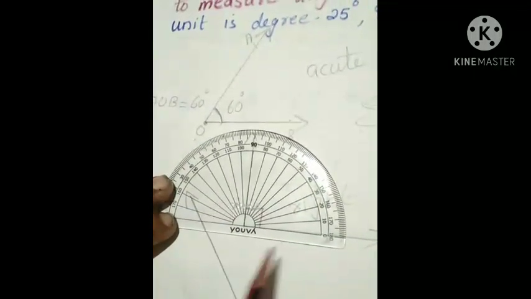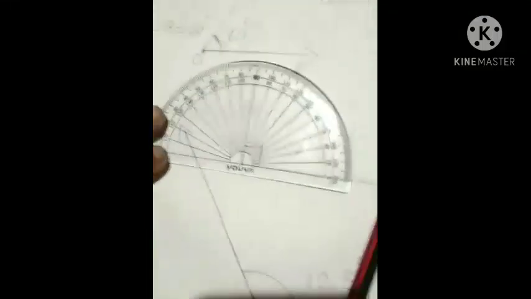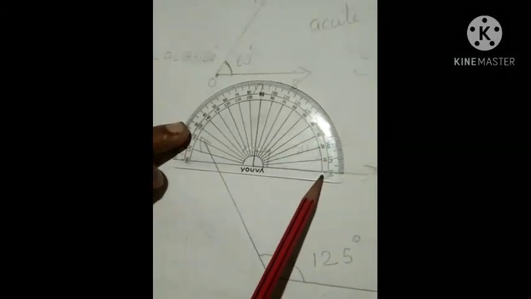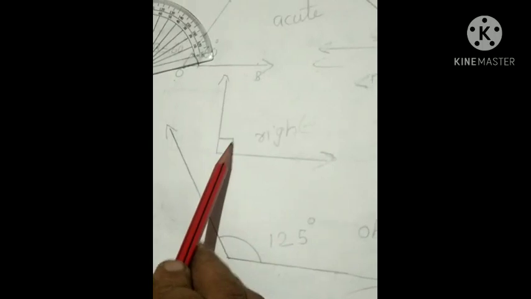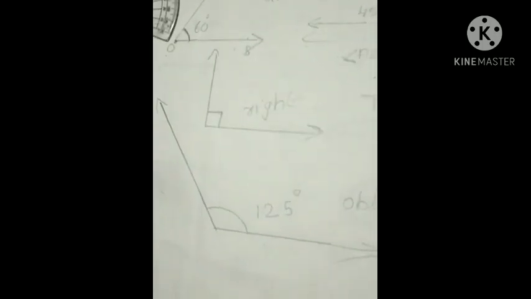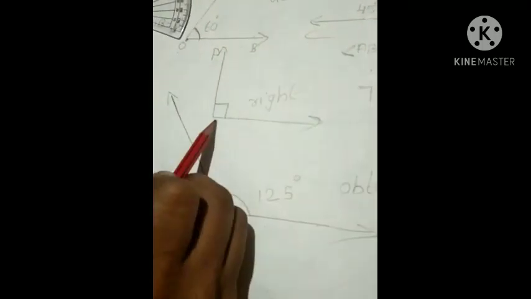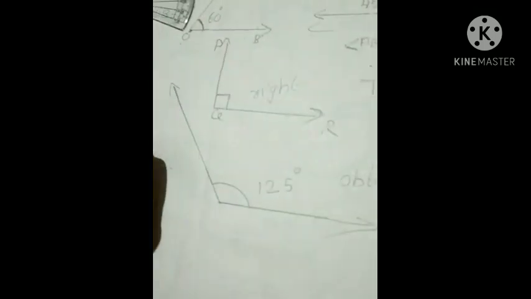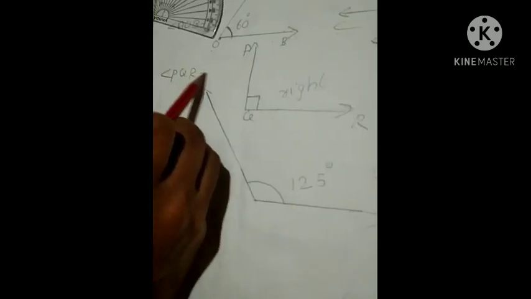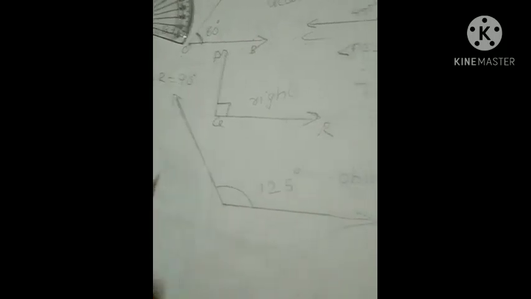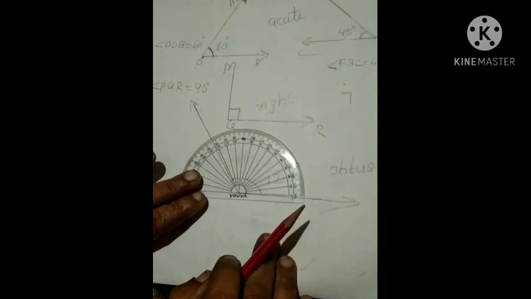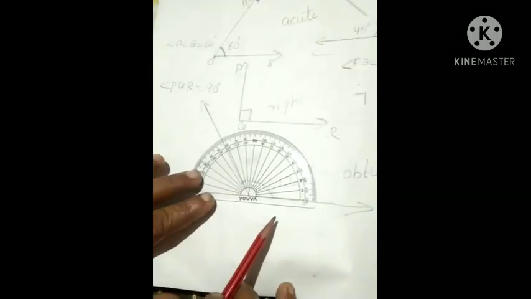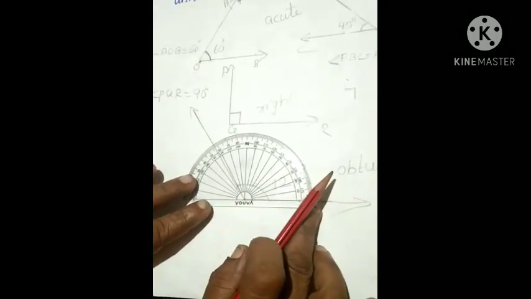Then what is this measurement? One arm goes to the right side. Therefore, start from 0 on the right side. 0 to how much is this one? 90. This one is called a right angle. We can name it PQR. Angle PQR is equal to 90 degrees. Now, for the next one also, the baseline and the arm should be in the proper, straight position.